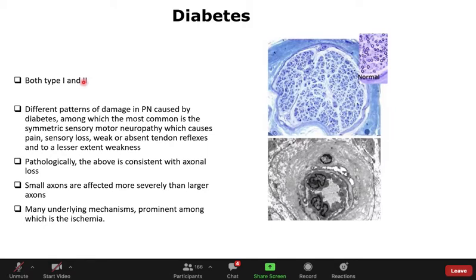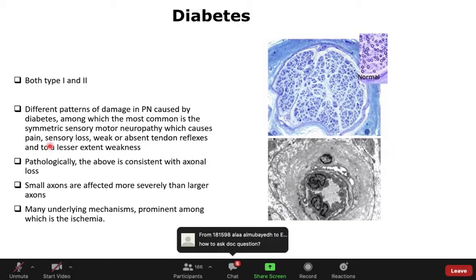All right, different patterns for the damage that is seen in peripheral neuropathy caused by diabetes. But the most common is going to be symmetrical sensory motor neuropathy, which causes pain, sensory loss, weak or absent tendon reflexes, and to a lesser extent, weakness. Now, pathologically speaking, it is a disease of the axon. So it is consistent with axonal loss. That's something that you need to keep in mind.